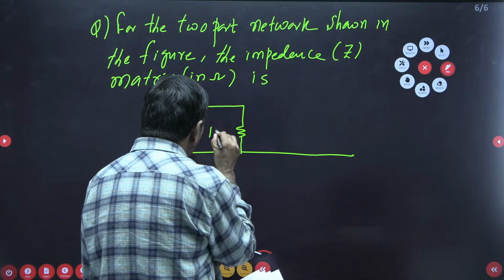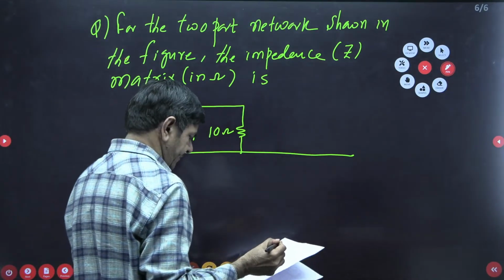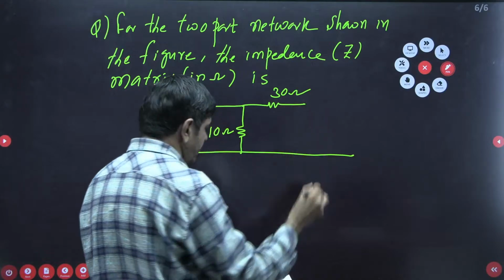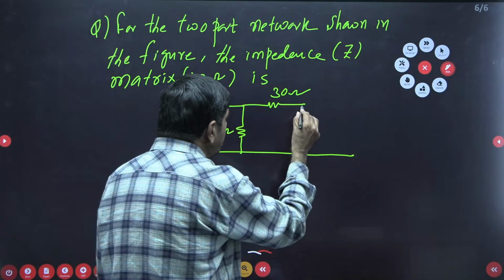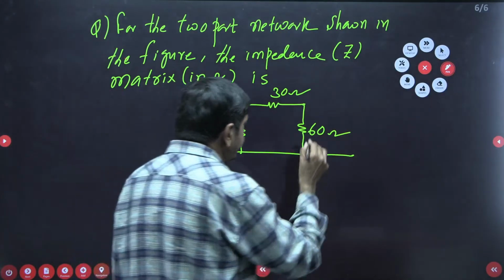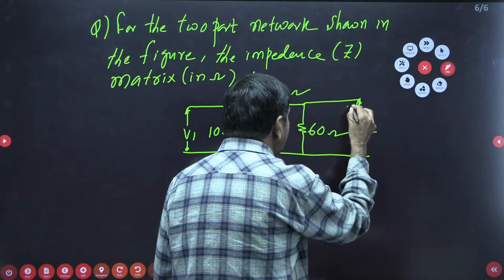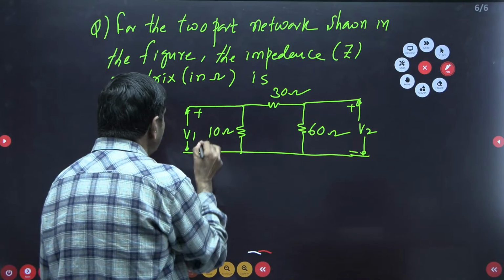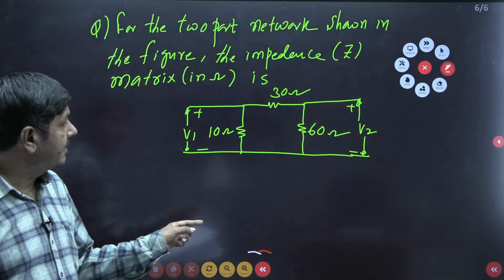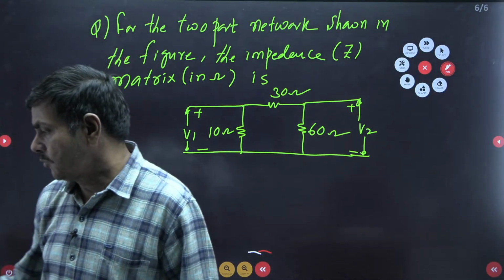This is with 10 ohms, here connected with V1, and here given 30 ohms. Here given 60 ohms. This is V2. Anybody can do this question? I hope you can easily do this question. So 10, 30 and 60 are given. Can you try this? I want to wait for some time. Please try this question.